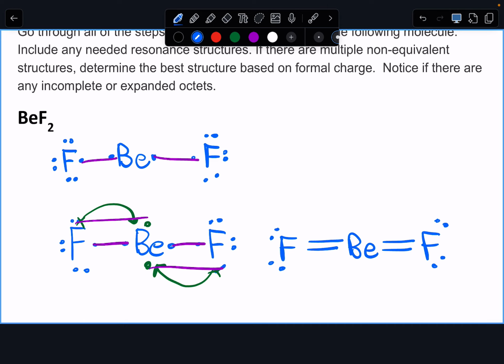Okay. In order to prove to you why this is a bad idea, I want you to assign formal charges. So on your own, or with your neighbor or whatever, but not with me, go ahead and assign formal charges for the 2 fluorines and the beryllium.